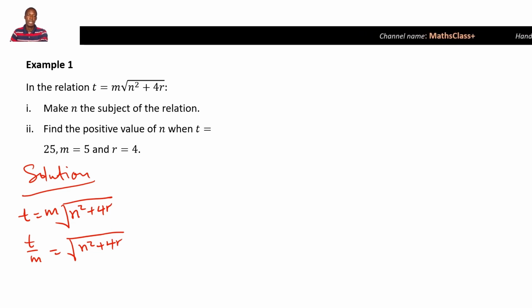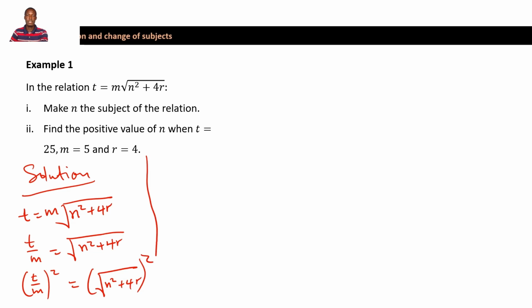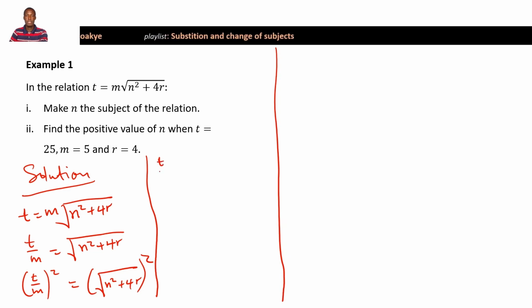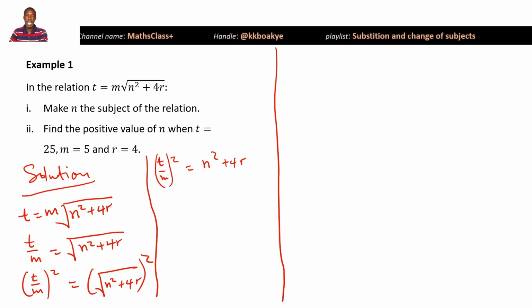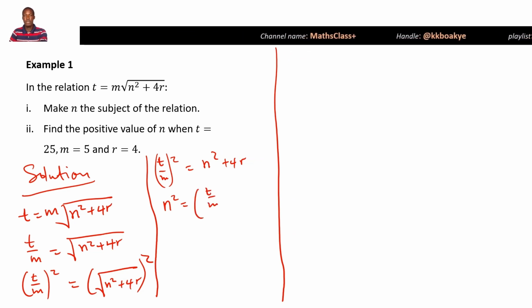this. Now we have to get rid of the square root, so we square both sides. And that will give us t over m all squared is equal to n squared plus 4r. Now we have to make n stand alone, and so we have n squared is equal to t over m all squared minus 4r.